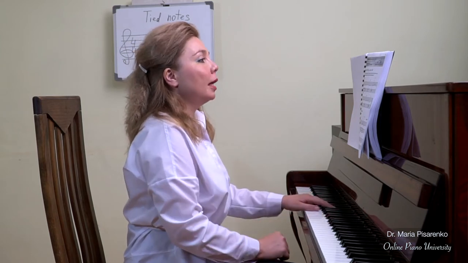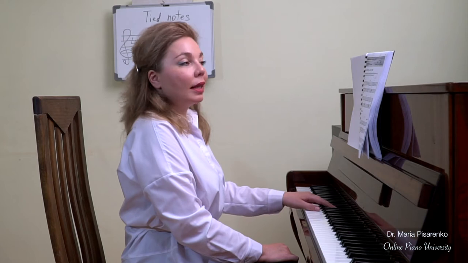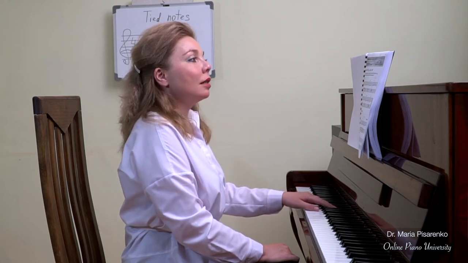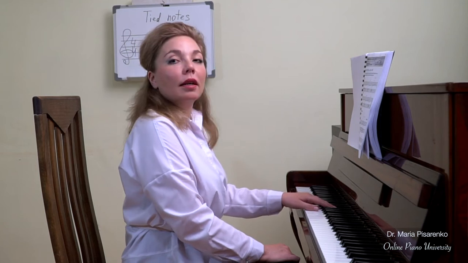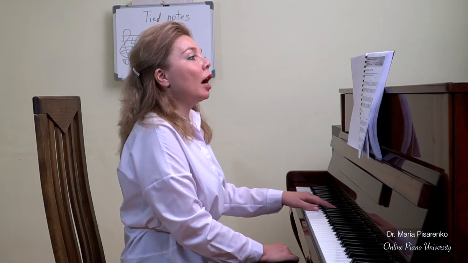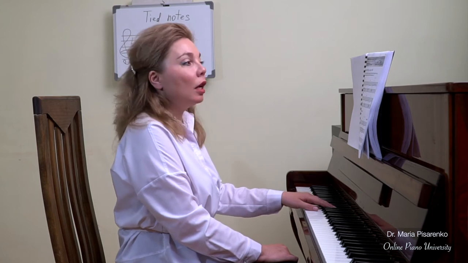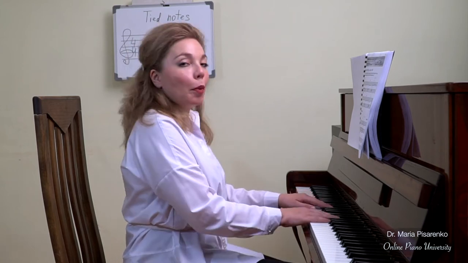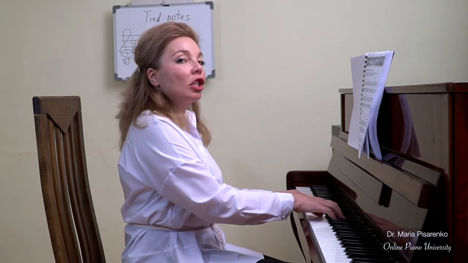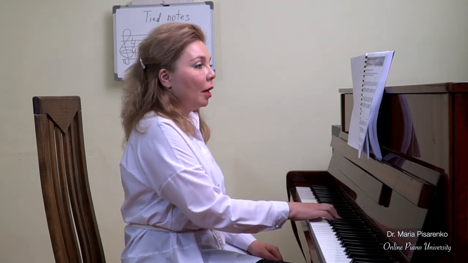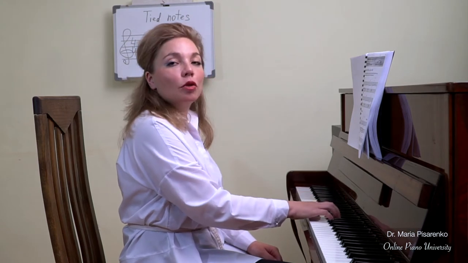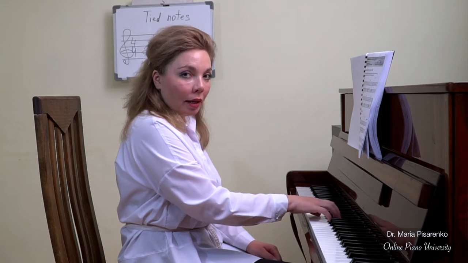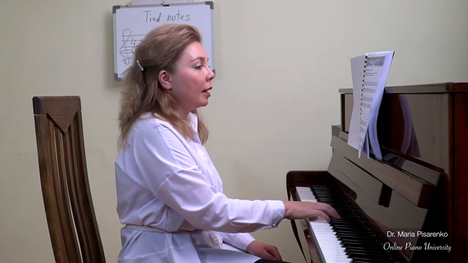Remember, when we have two notes that are the same, on the same line or the same space, joined with a curved line, they're called tied notes, and we are holding the key down for the combined value of both notes. Before we play the whole song, let's just play one hand at a time. Remember that it is much easier to learn a song if you first learn one hand at a time, and then you can combine both hands.